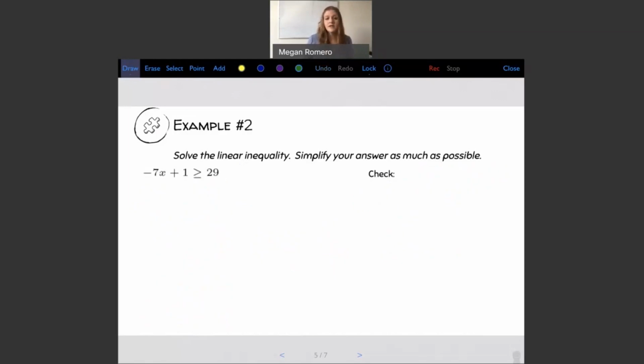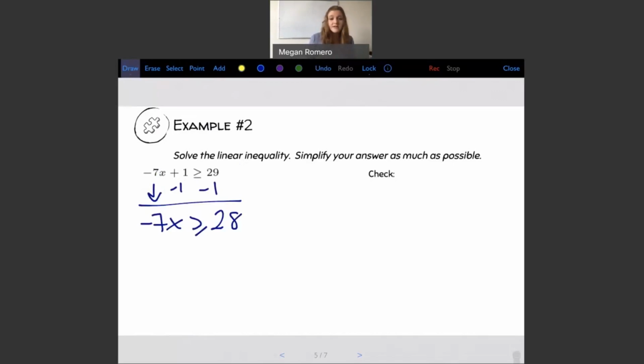Example 2. Solve the linear inequality. Simplify your answer as much as possible. So in this case, we start off similar where we're trying to determine the solution set. So we want to know what x is less than, greater than, less than or equal to, greater than or equal to, so that we know the solution set. So we start off by subtracting 1 from both sides. We bring down the negative 7x. This is greater than or equal to, and 29 minus 1 is 28. And we didn't change the inequality because we didn't multiply or divide by a negative.